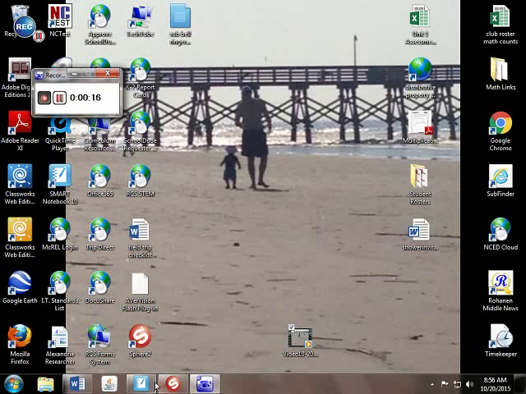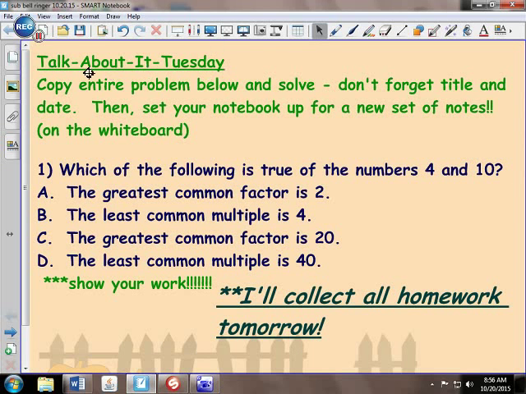So first, let's look at this bell ringer. It was Talk About It Tuesday. You see my little mouse moving around on the screen. Please make sure that you copied the title and today's date, which is October 20th, and wrote this problem out. It says, which of the following is true of the numbers 4 and 10?